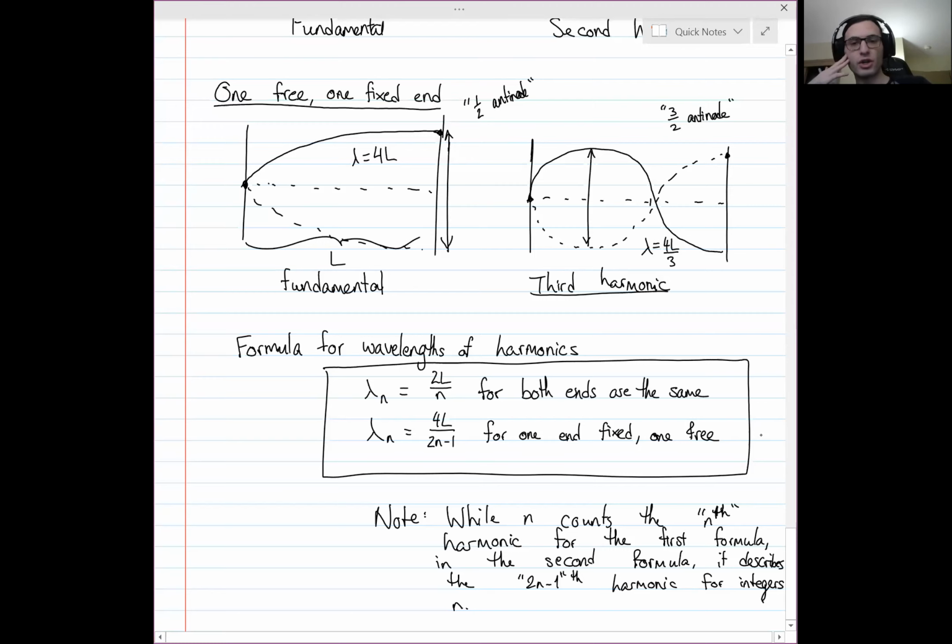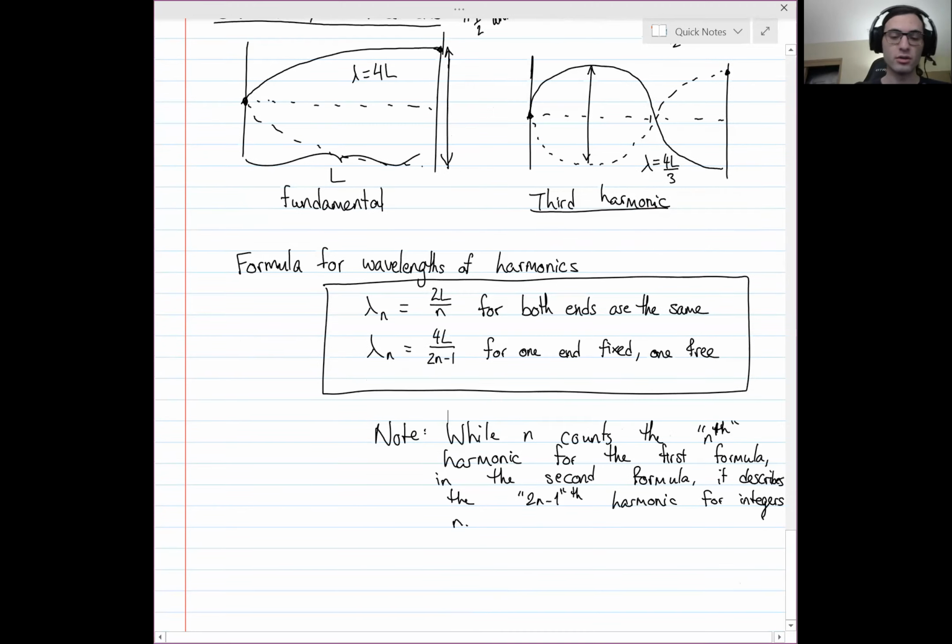I suppose you could just write lambda sub n equals 4L over n. However, that would indicate that n can't be even. In this case, n is just always an integer. It's always just 1, 2, 3, and that will give you the sequence of wavelengths. But in the second case, n is not equal to the harmonic number. You have to do 2n minus 1 to get the harmonic number. Just a little bit of information that you guys will need. I know it can be confusing with this whole business of one end fixed, one end free. I just wanted to make sure I clarify that.